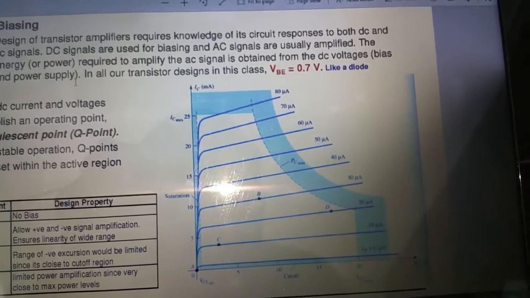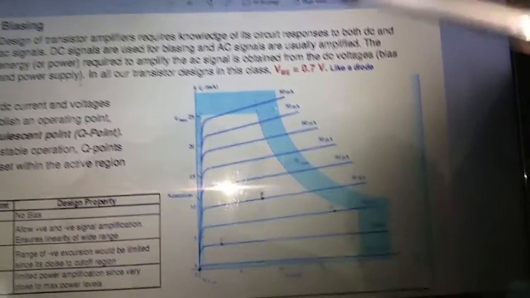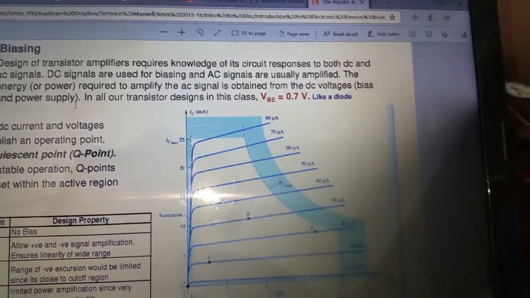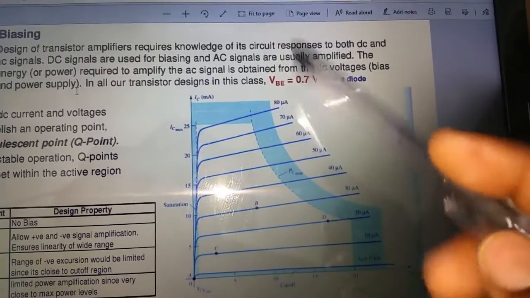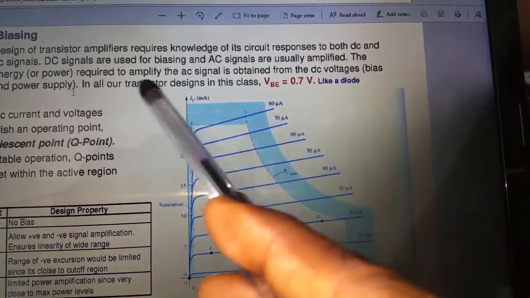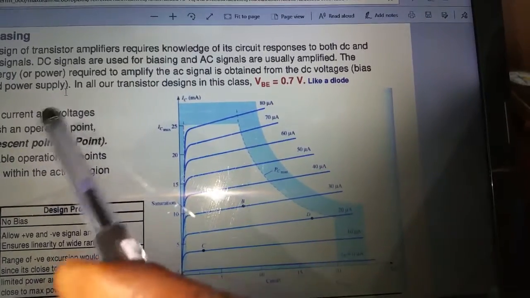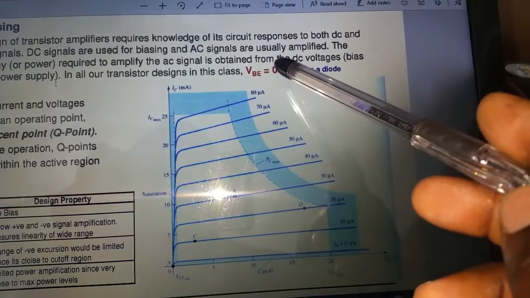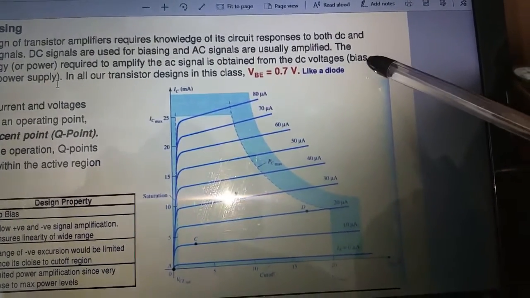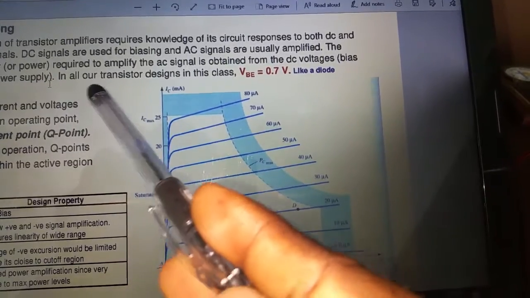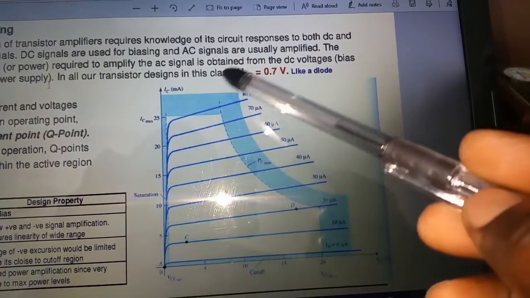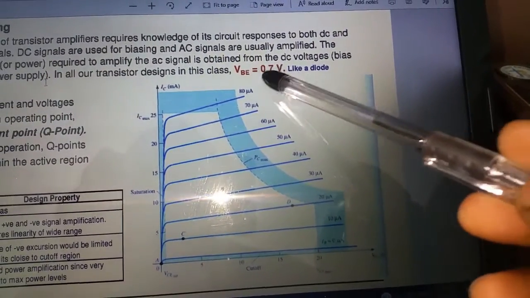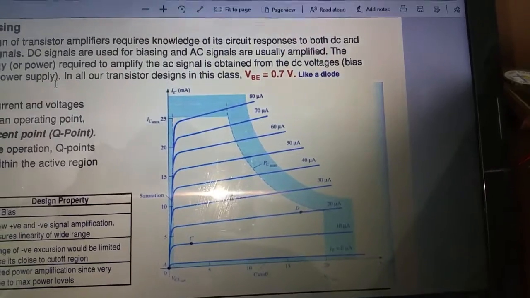So if you notice, if music is playing, the speaker moves like this, boop, boop. That's an AC signal going to the speaker. That is what we amplify. So we use DC to turn on the transistors. So the energy or power required to amplify the AC signal is obtained from the DC voltage, which is the bias and power supply. In all our transistor design in this class, the VBE, which is the voltage across the base and emitter junction, is 0.7, just like a diode.